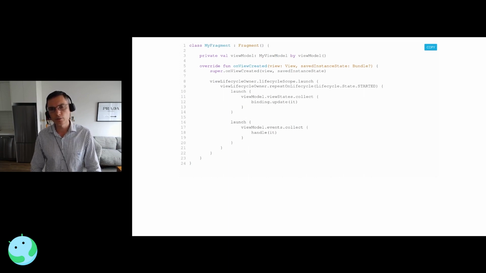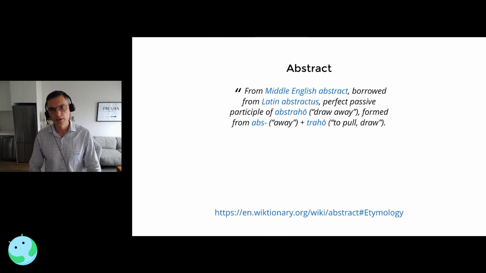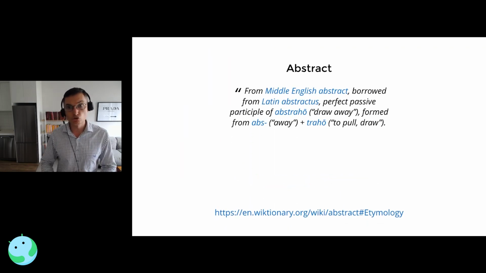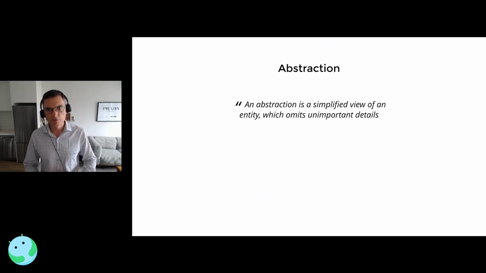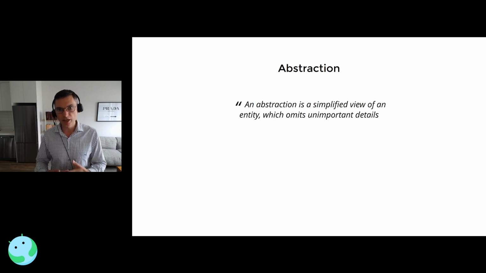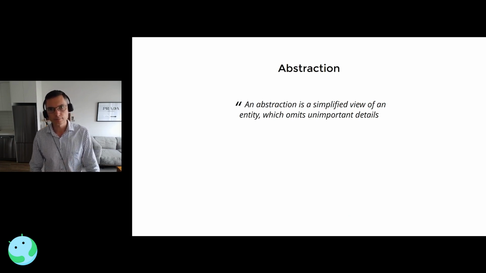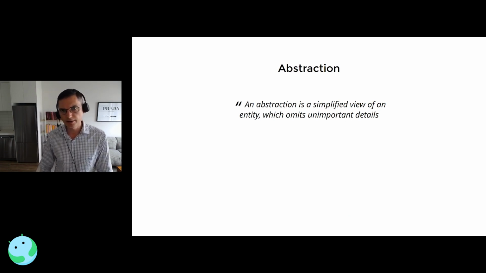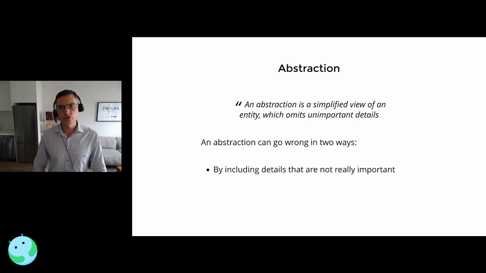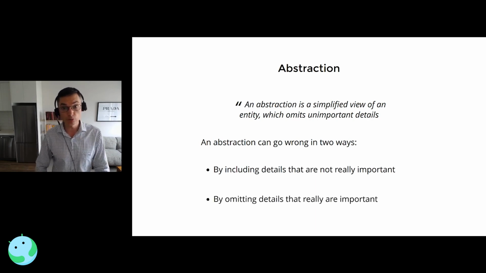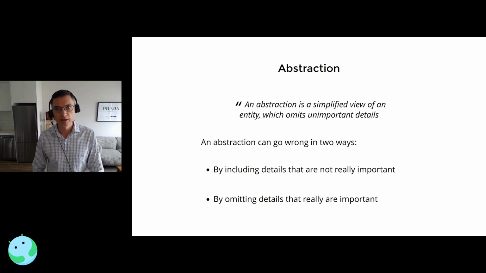So another way to look at this problem is that abstraction means to draw away. A nice definition of an abstraction would be a simplified view of an entity which omits unimportant details. That implies that abstraction can go wrong in 2 different ways. First is by including details that are not really important. And the second way is by omitting details that really actually are important.